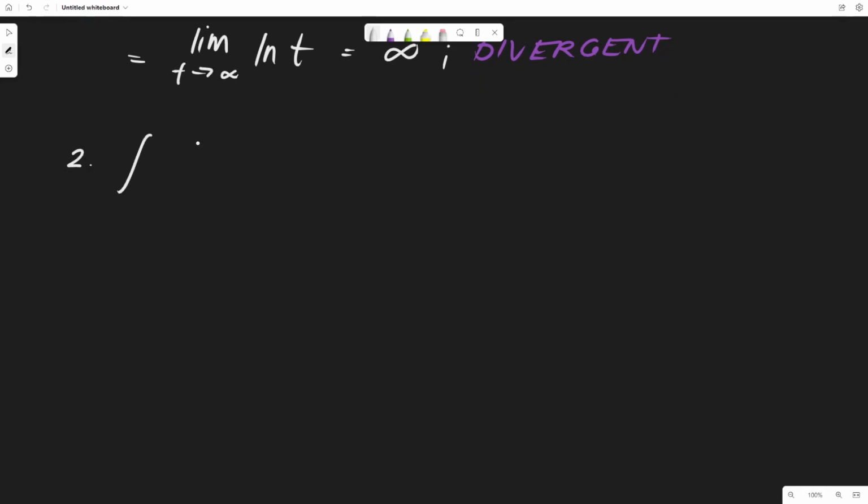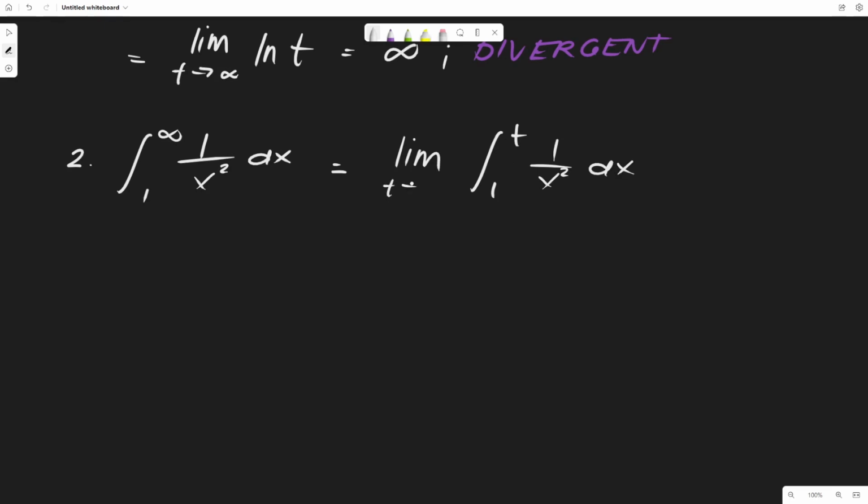Okay, so we are asked to find the integral of 1 over x squared dx from 1 to infinity. So ganun din, no? We are asked to find, ano ba to? Divergent ba or convergent ba tong integral na ito? So, gagawin natin siyang the limit of the integral from 1 to t of 1 over x squared dx as t approaches infinity. Sinubstitute lang natin to. Tapos, let us solve.